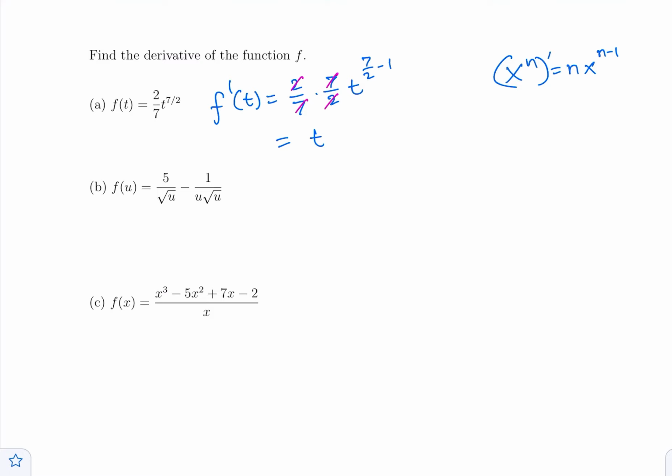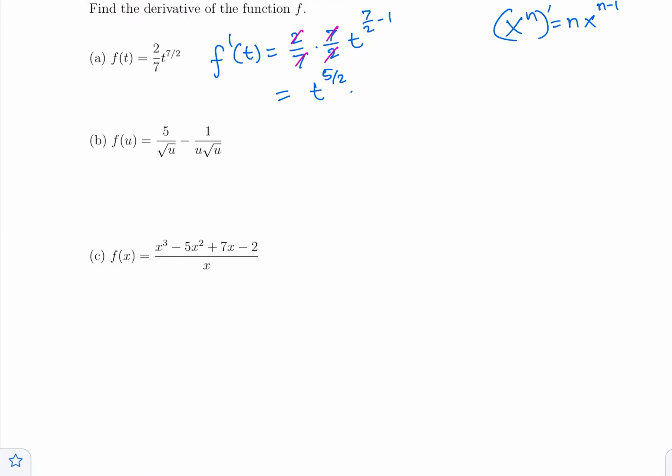Do not go for decimals. Okay, 7 halves minus 1. 1 is 2 halves. So 7 halves minus 2 halves is 5 halves. The answer is t raised to 5 halves, 5 over 2. Final.